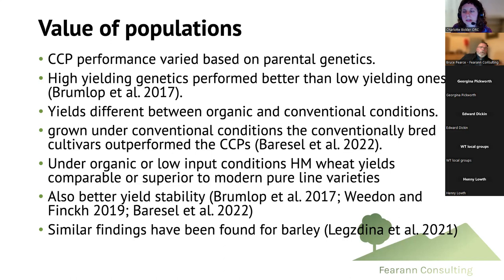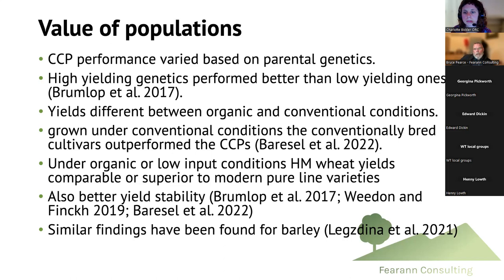We also saw yield differences between organic and conventional conditions, and that's not surprising. We saw that within the work while I was still at ORC, but the Germans are also finding this. If they're grown under conventional conditions, the conventionally bred cultivars outperformed the CCPs. But under organic or low input conditions, the heterogeneous material, so the CCP of the wheat yields, were comparable or superior to modern pure line varieties. So again, that's nothing new for the information that's come from ORC and the other information here, backing that up. But also we saw a better yield stability within the CCPs.